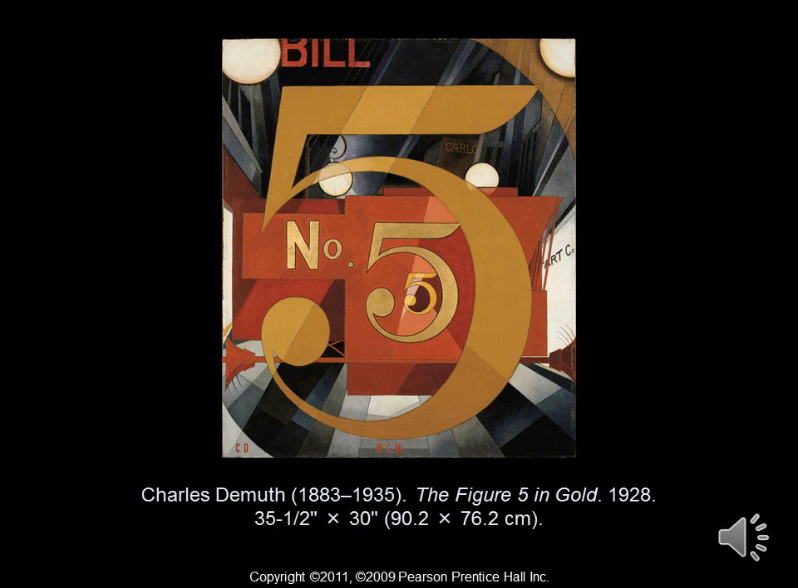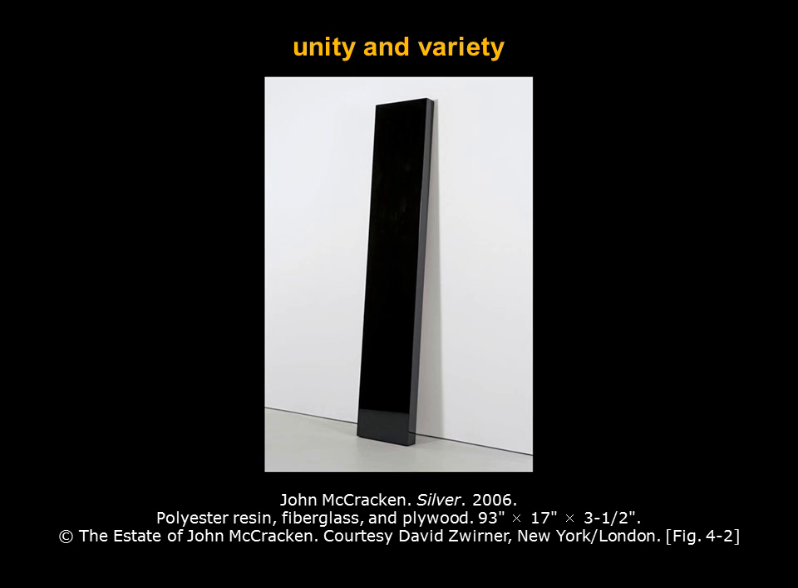Balance is important, but it doesn't mean that your image has to be symmetrical. So keep these things in mind when you're looking at an image and breaking it down visually. This image here is a sculpture by John McCracken titled Silver from 2006. It's made of polyester resin, fiberglass, and plywood. It's 93 inches long, 17 inches wide, and 3.5 inches thick, so to say.